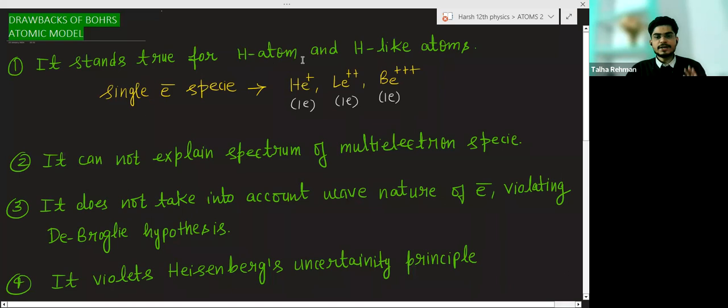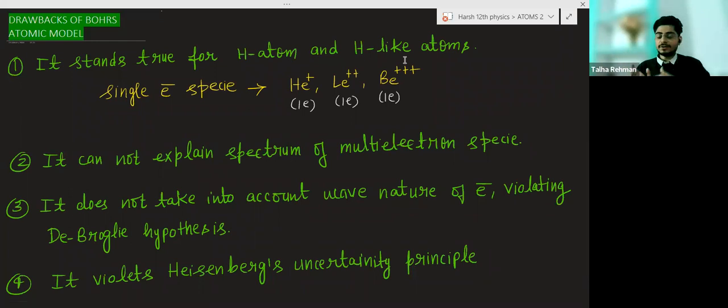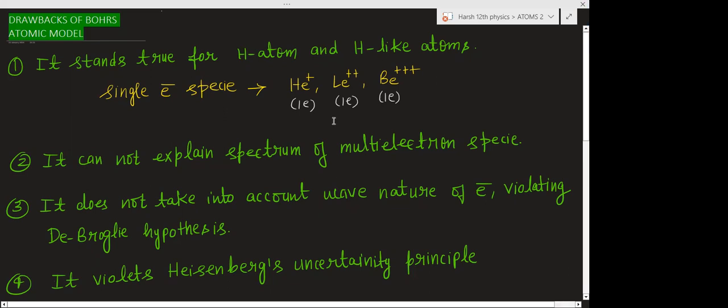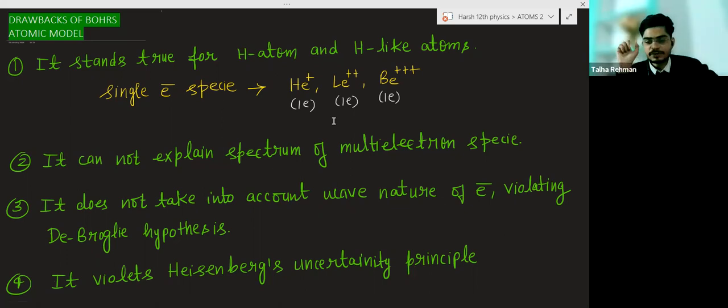It stands true for the hydrogen atom and hydrogen-like atom. So Bohr's model of atom we can apply only for hydrogen atom or for hydrogen-like atom. What is the meaning of hydrogen-like atom? Hydrogen-like atom means one electron species. You can say hydrogen-like atom means the atoms in which there is only one electron.